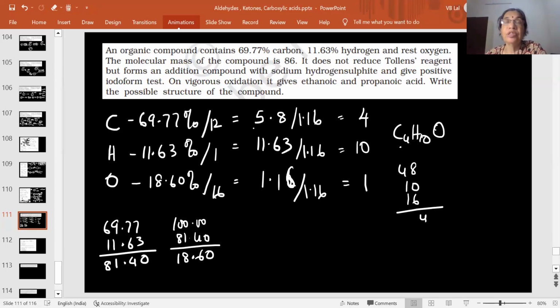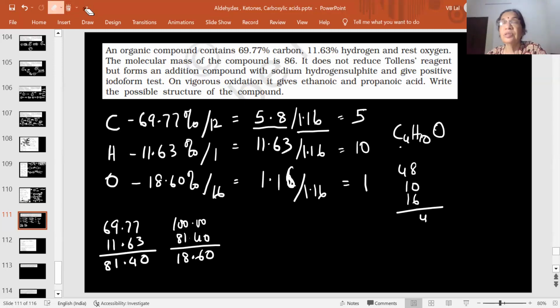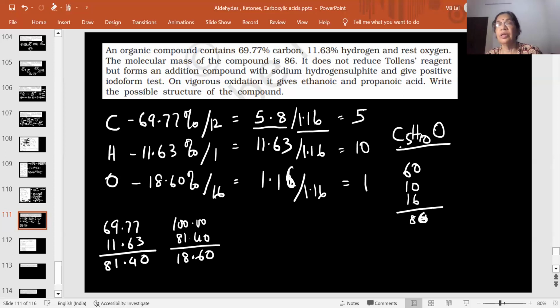Can you tell me the answer of the first one? 5.8 divided by this one, how much do you get? I didn't hear you. 5. So this is C5H10O. So C5H10O: 5 is 60, plus 10, plus 16. So this is 86. Right. So the formula of the compound is C5H10O.